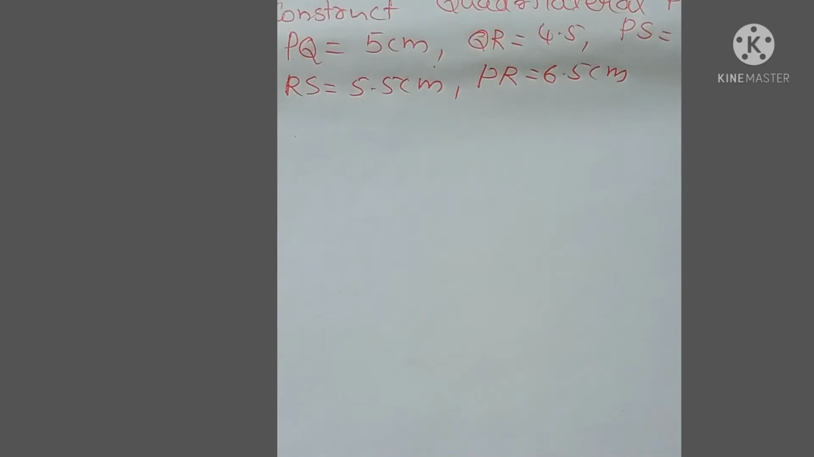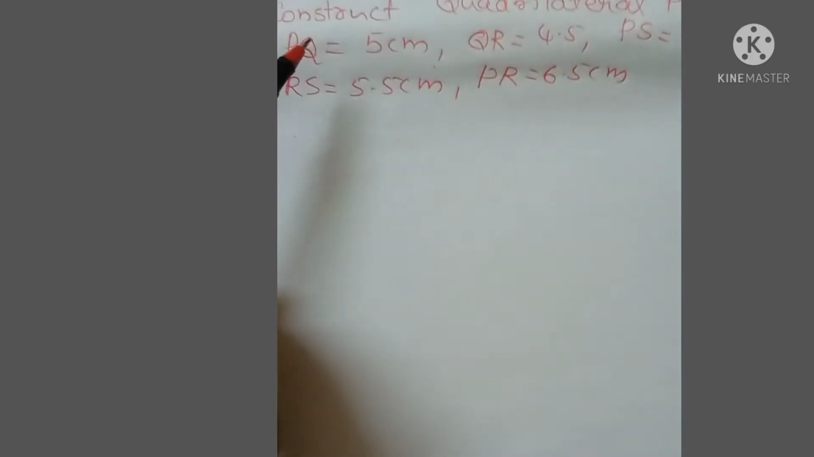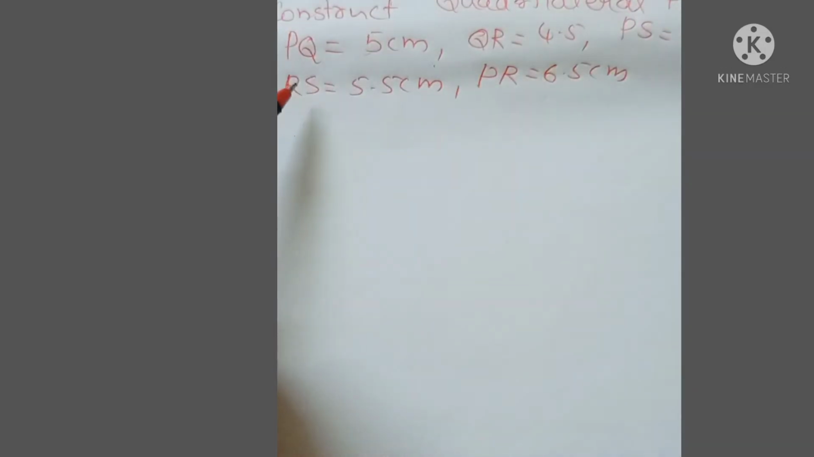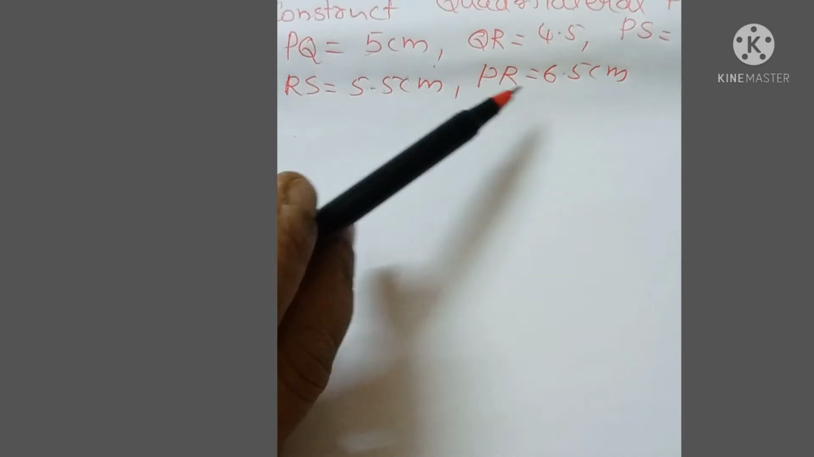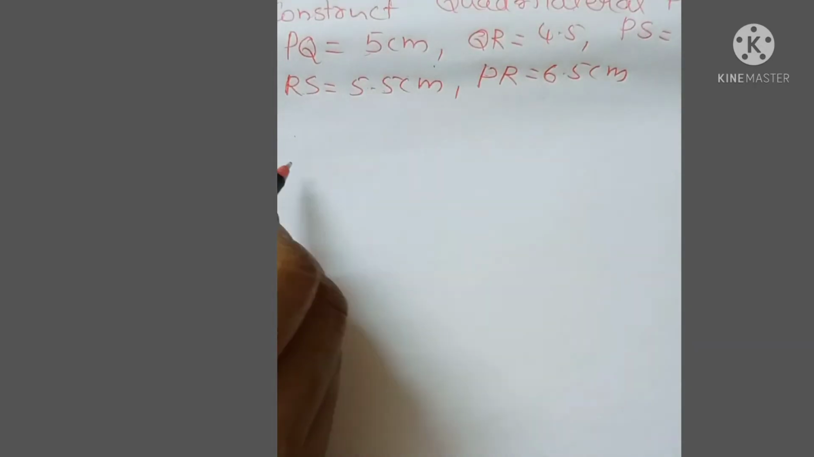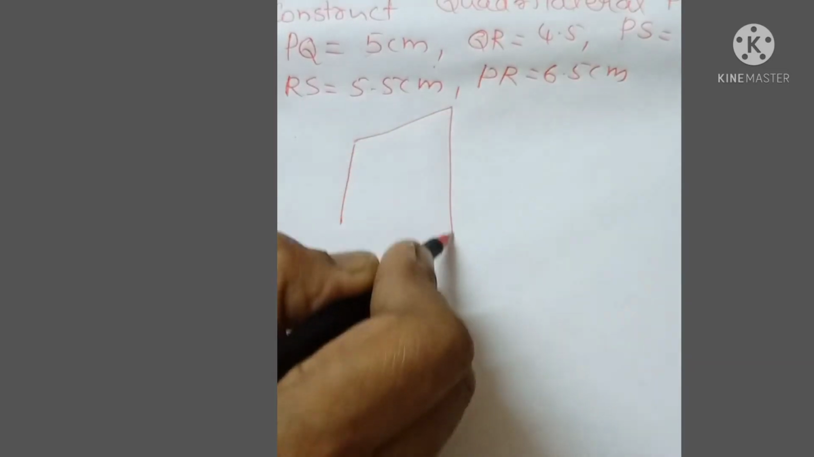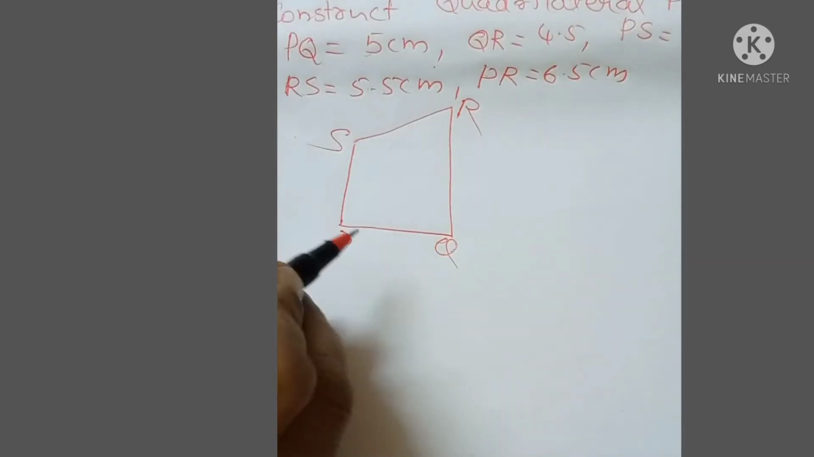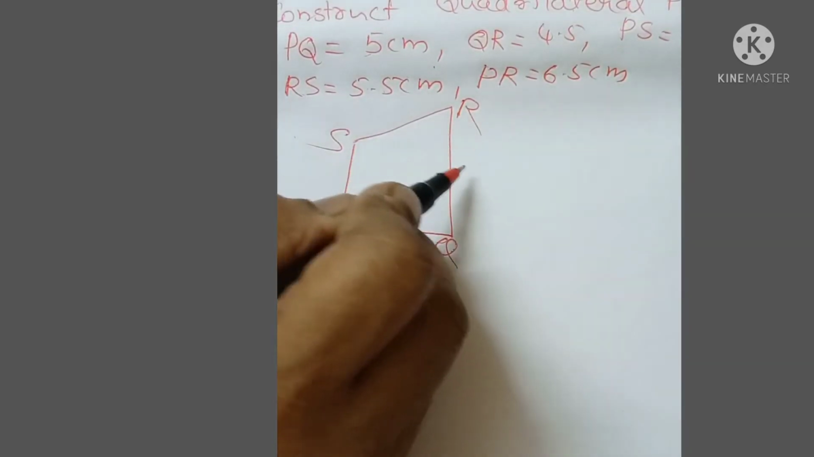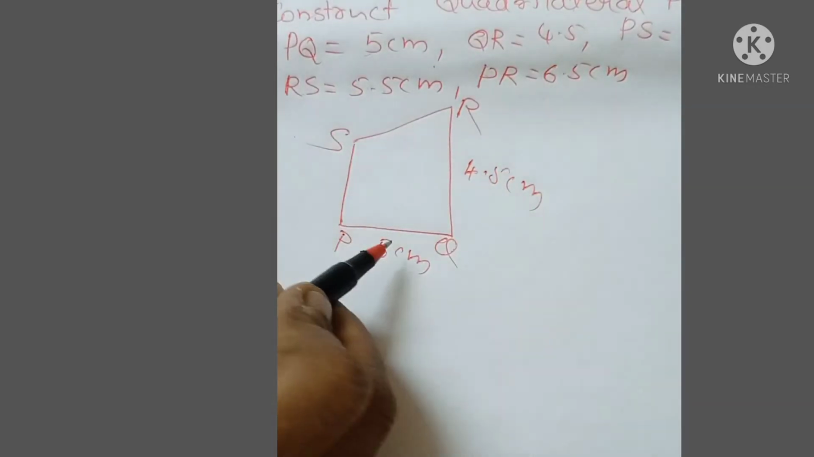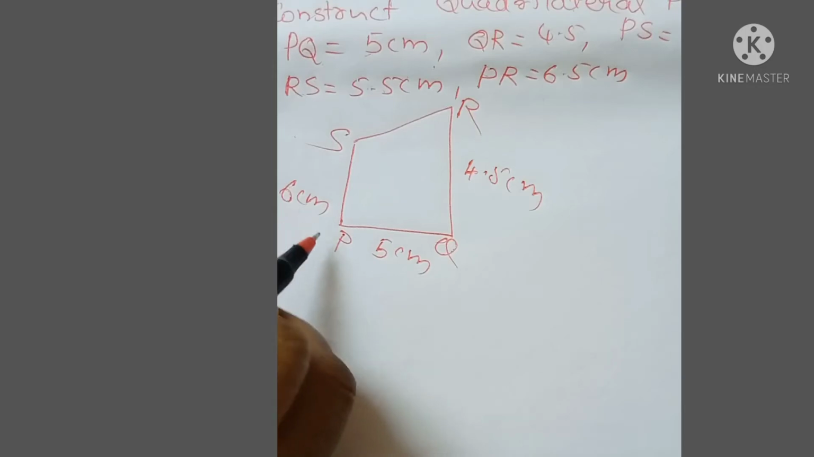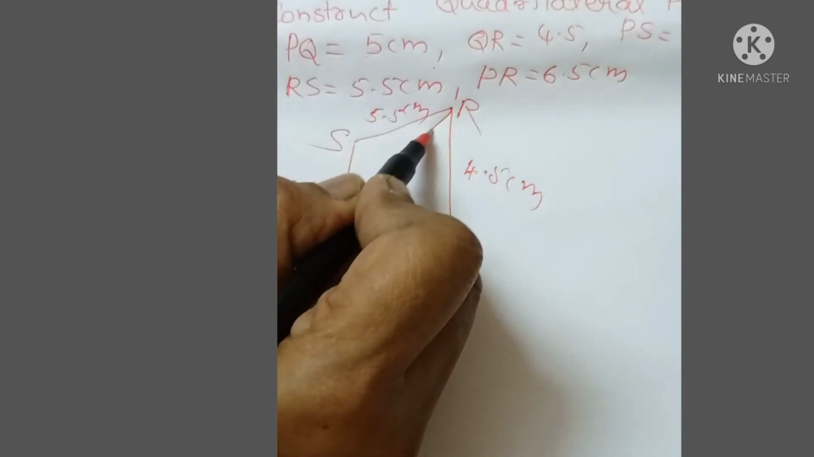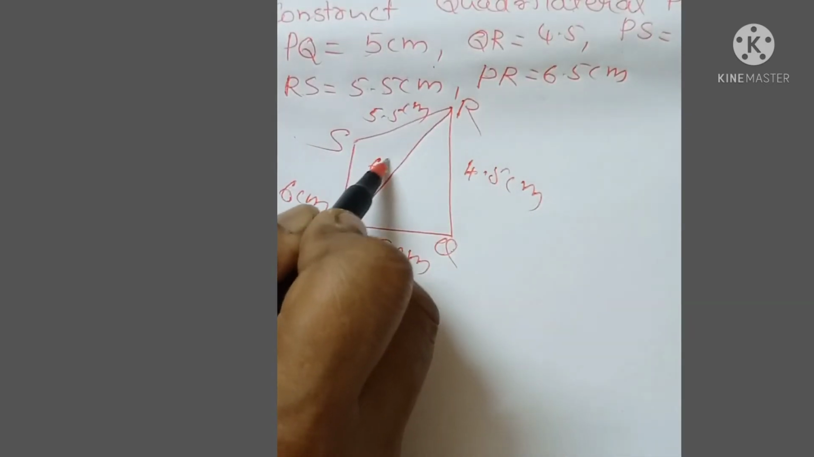So let us start. Construct a quadrilateral PQRS where PQ is 5 cm, QR is 4.5 cm, PS is 6 cm, RS is 5.5 cm and PR is 6.5 cm. First we want to draw a rough figure. Let us draw a rough figure PQRS. What is the measure of PQ? That is 5 cm, QR is 4.5 cm, PS is 6 cm and RS is 5.5 cm and the diagonal PR is 6.5 cm.